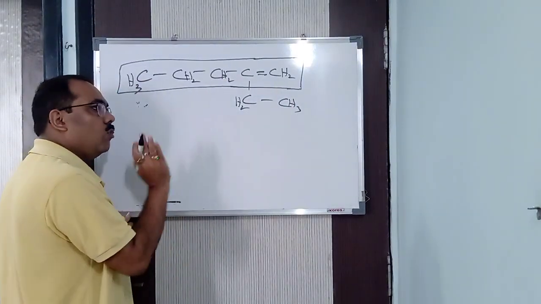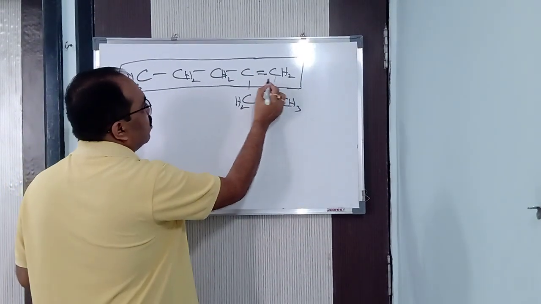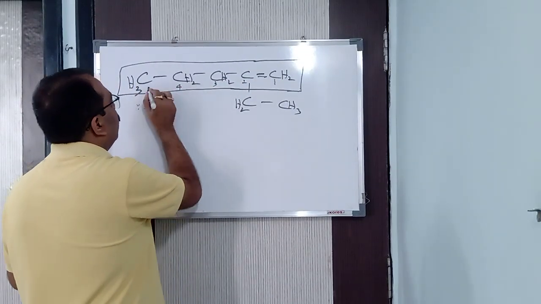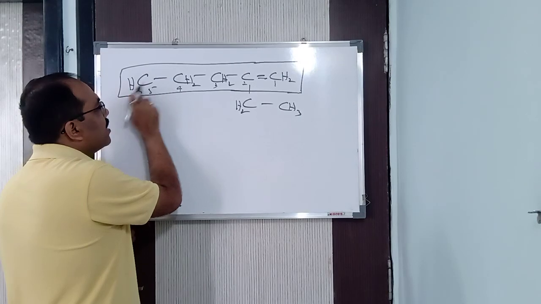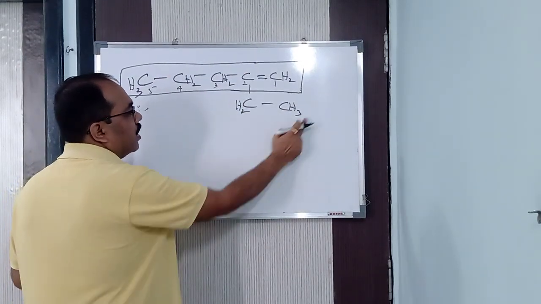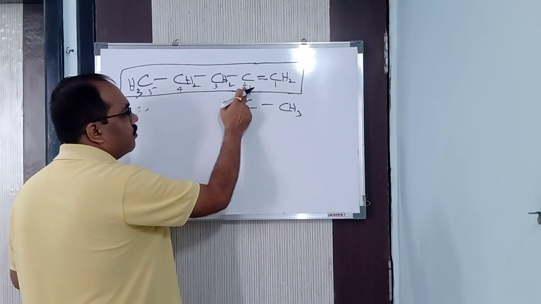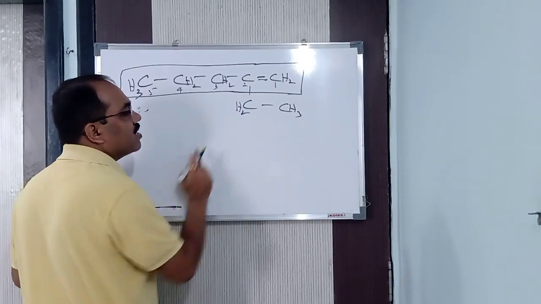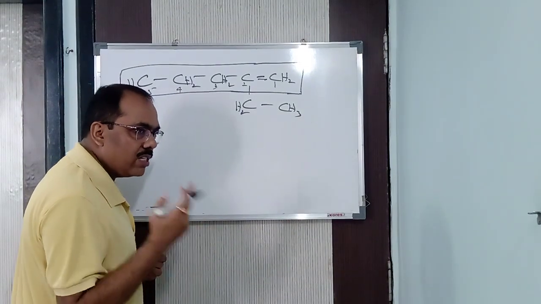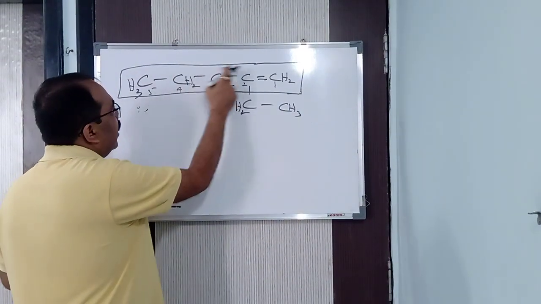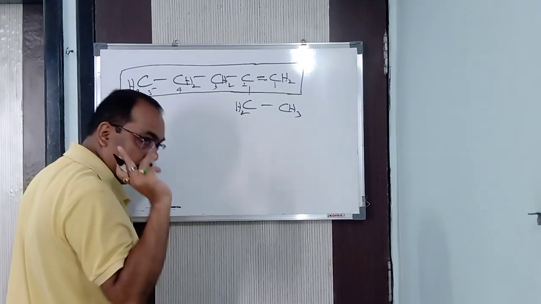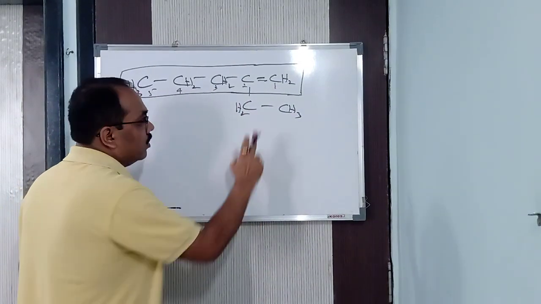Now, next thing is that how to number it. Definitely, I have to give the lowest number to this. 1, 2, 3, 4, 5. If you start numbering from this end, let us say 1, 2, 3, 4, then ethyl comes in which particular position? 4th position. And if we start from this end, then ethyl comes in which position? 2nd position. Which side should I give? Lowest number. Did you understand? If I count from this end, 4th position ethyl comes, and if I count from this end, 2nd position ethyl comes. Number 1. Point number 2.